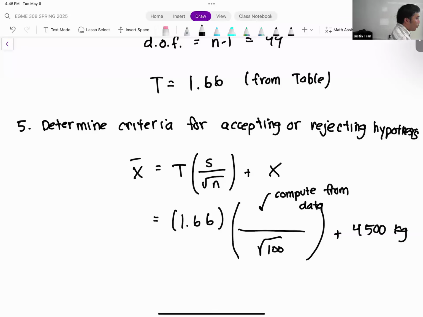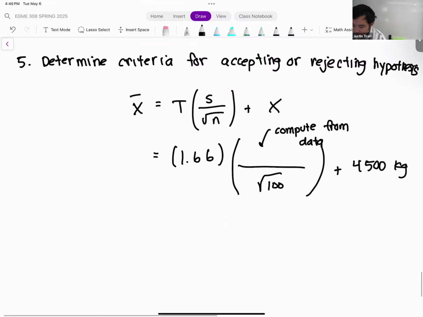Okay. So unfortunately, this is as far as we can get with this problem because I don't have the data to compute that standard deviation for you. But let's fill in something for now. So let's say that from our data we get a standard deviation of about 100 kgs.